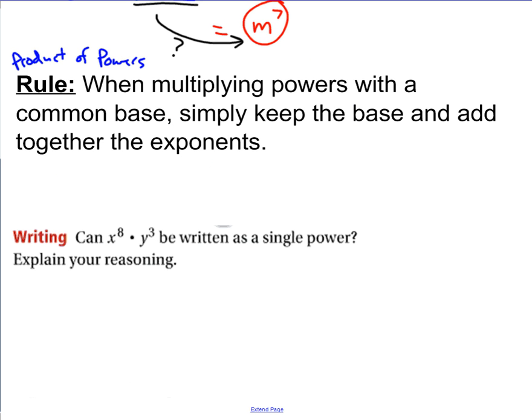So I want you to think about this. Can x to the 8th power times y to the 3rd power be written as one single power, like we did in those examples above? And explain your reasoning. Think about it. Can it be simplified to something to the 11th power? I don't know. That's what I'm asking. Look at the rule, look at the examples, and see if you think you could do that. And I'll show you the answer for this at the end.